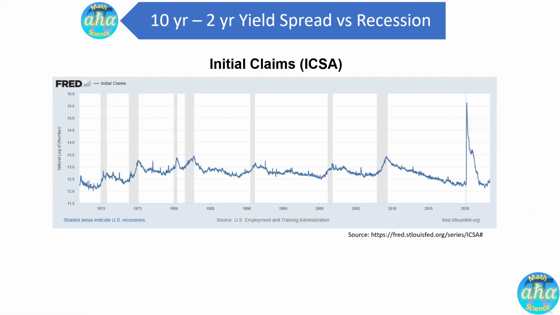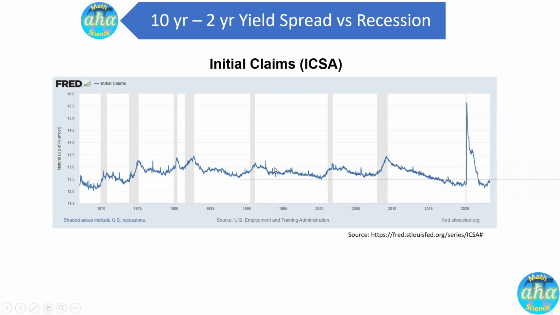Now we can also take a look at the initial claims data. This data is much more timely compared with the data for the unemployment rate, which is a lagging indicator. And you can see that since 1970, every recession has been accompanied by a rise in the initial claims data. So here you can see the initial claims data went up. Same thing here. And another recession in 1980, 1982, etc.